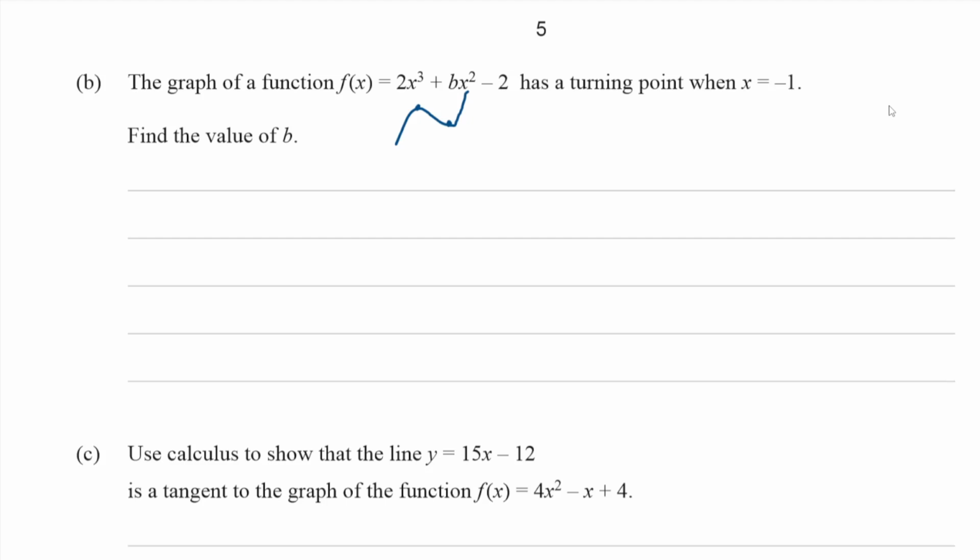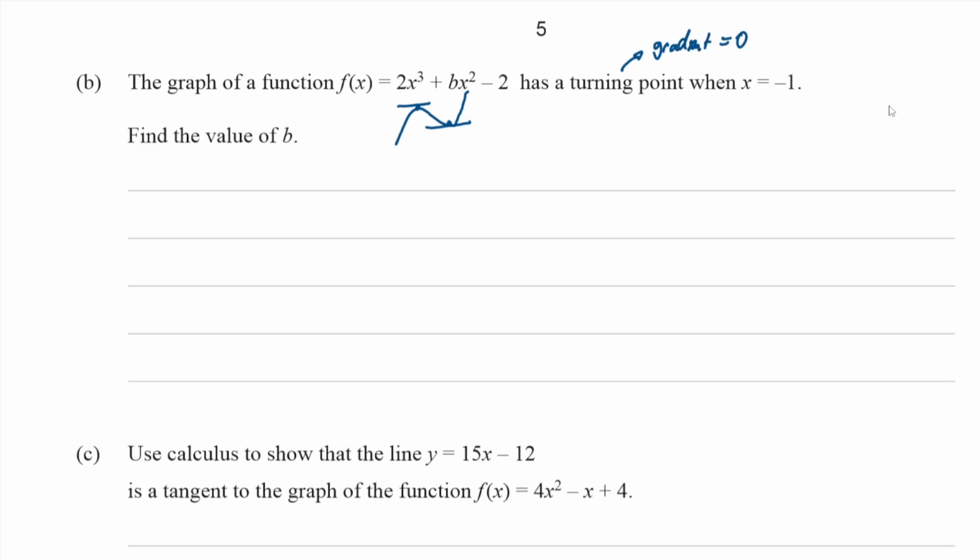What can you tell me about the gradient of a turning point? Right, gradient of a turning point, if we were to draw a tangent to the turning points, they would be a flat line, because the gradient is equal to 0. So gradient is 0 at a turning point. So that's some hidden information that we're given.